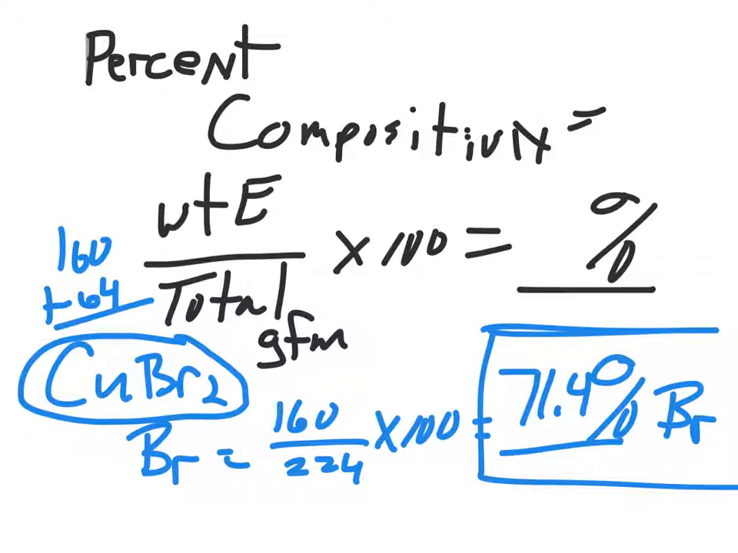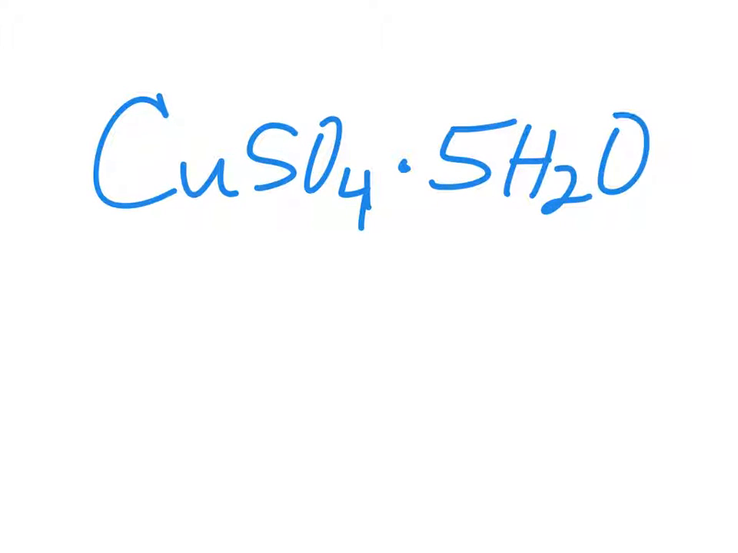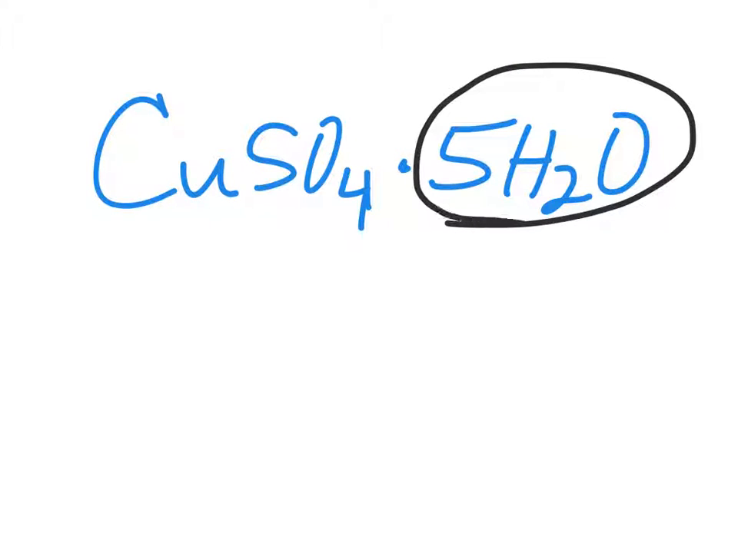Like yesterday we looked for the percent composition of sugar, right? And that's a whole compound. You have 3 different elements in that compound. But we looked for the percent composition of the whole thing. So what if you have a compound like CuSO4 dot 5H2O. This is copper sulfate pentahydrate. And let's say we're looking for the percent composition of water. So instead of looking for just one element, you're looking for the whole thing.